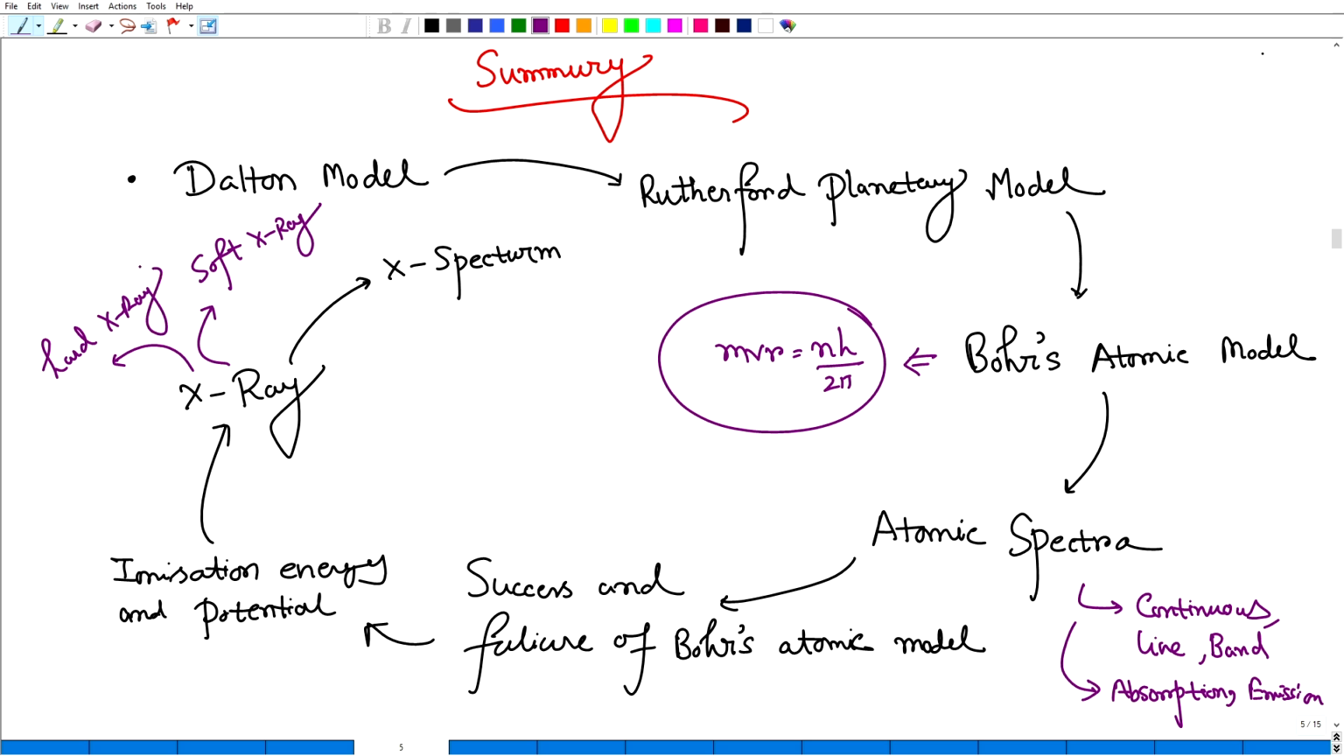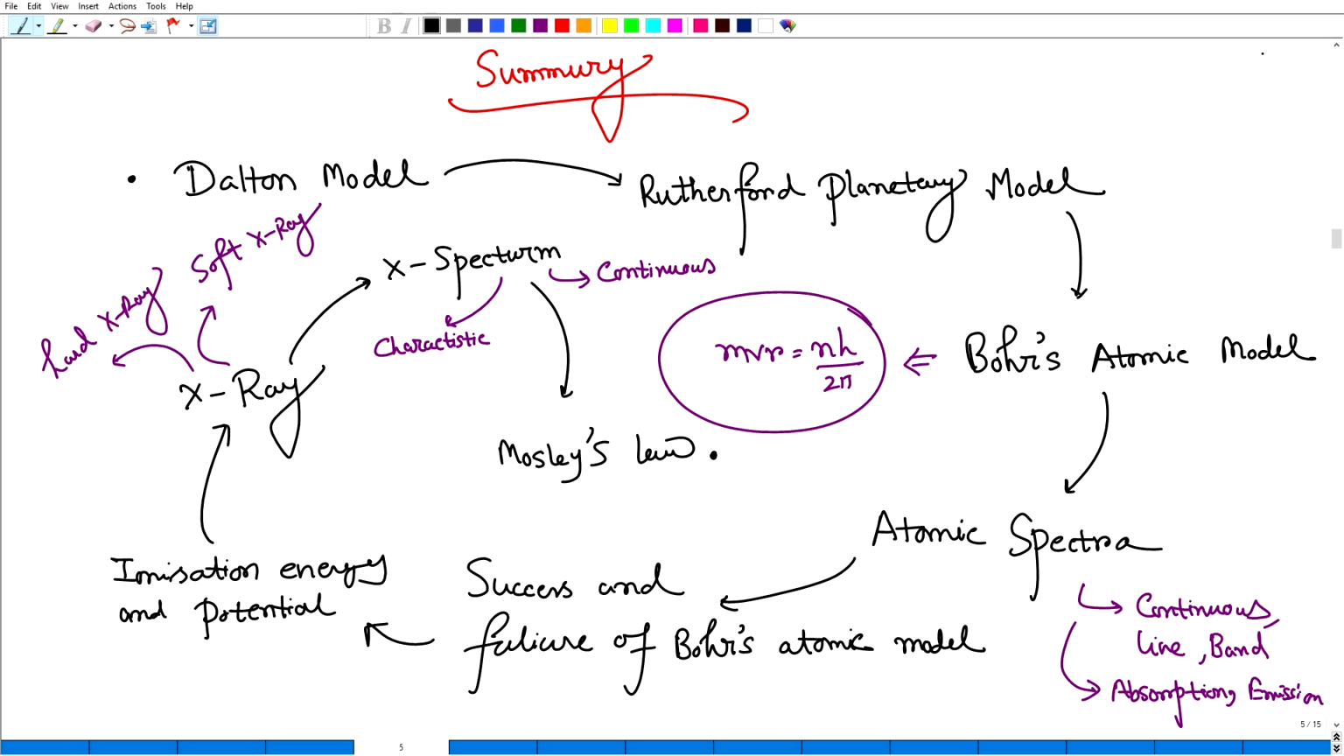After discussing the X-ray spectrum, there are two types of spectrum, continuous and characteristic, and then we came to Moseley's law. So this was the total picture. We start with the Dalton model and we end up with Moseley's law. Okay, this was the summary of our chapter, or rather we drew the path of the course, how it runs.